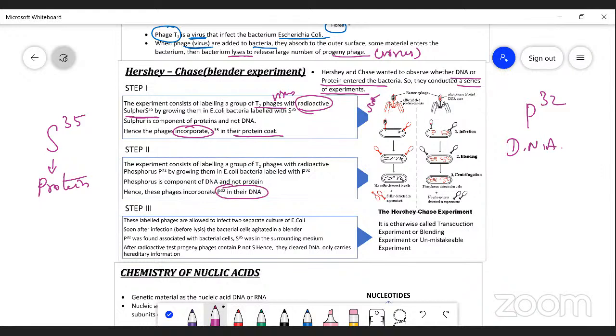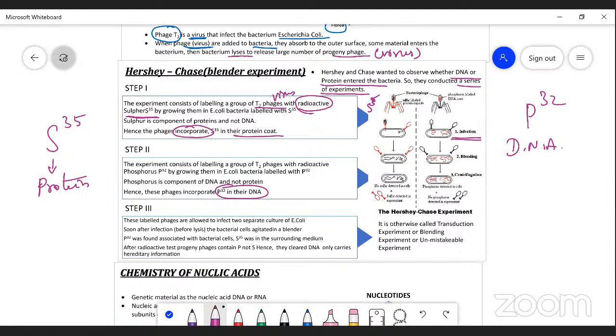You understand? First, they are taking two types of bacteria and two types of phages. One phage is living in the medium with S35. Another virus is living in the medium with phosphorus 32. Now, both phages infect the bacteria. That is the first step, infection.